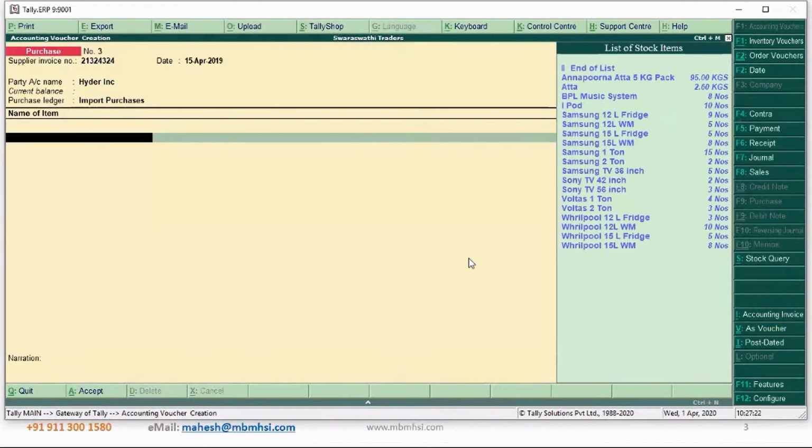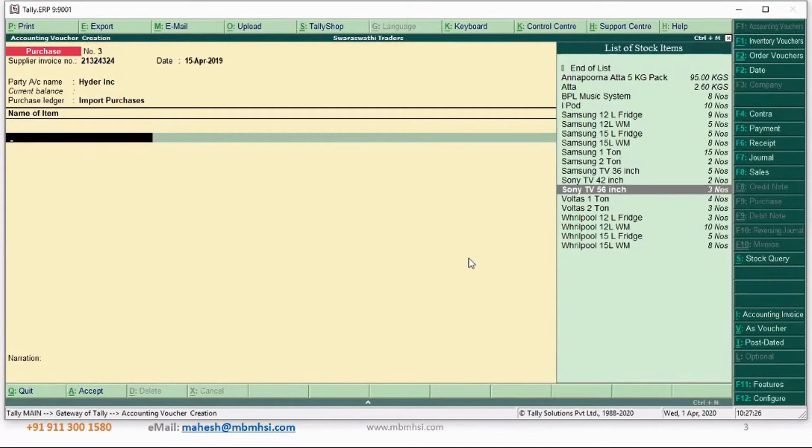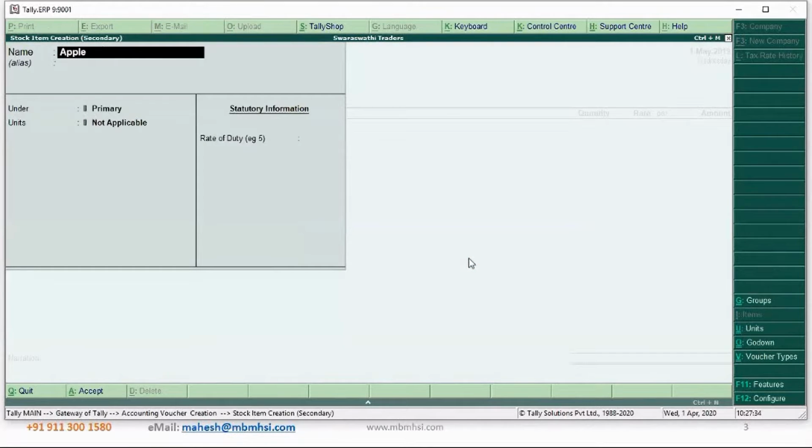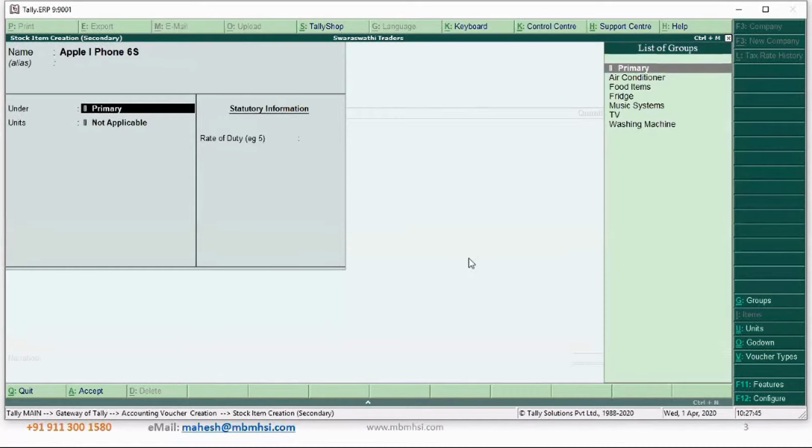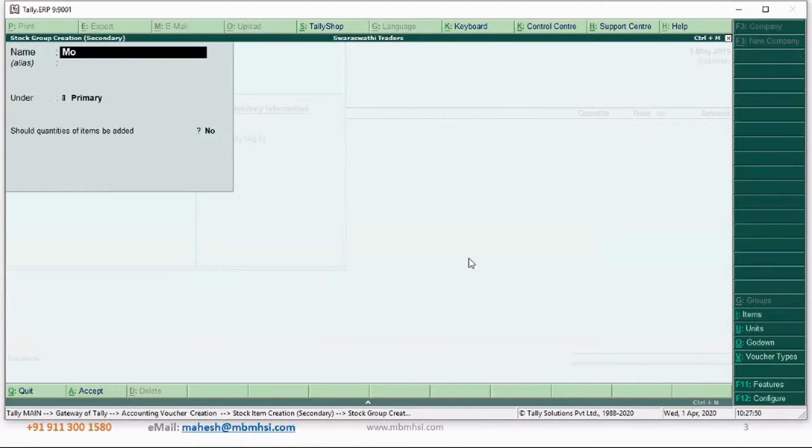So what item am I importing? I could import from the existing list, or I might have a new product. Let me just say I'm importing Apple iPhone 6s. This is the product I'm importing, which typically comes under mobile. This group is not there, so I'm just creating mobiles as the group.